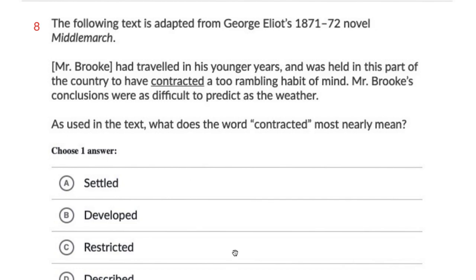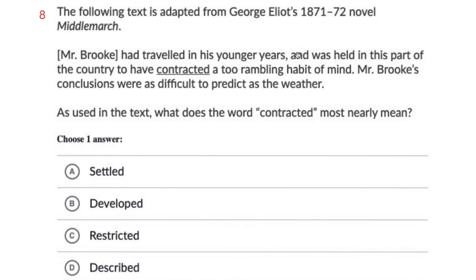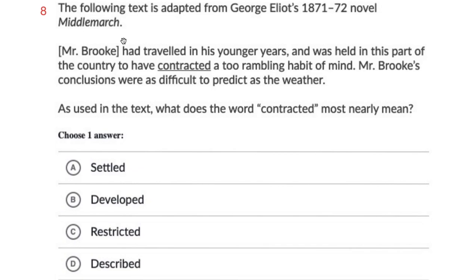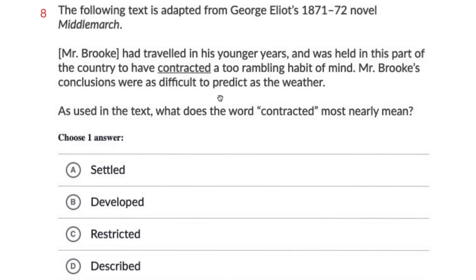Number 8. The following text is adopted from this novel. And this is, I should say, really more similar to the words in context questions on the paper SAT. When I say more similar, they do ask questions of this form on the digital SAT. It's just that all of the words in context questions on the reading portion of the paper SAT have this form, and only a small minority of them on the digital SAT do.